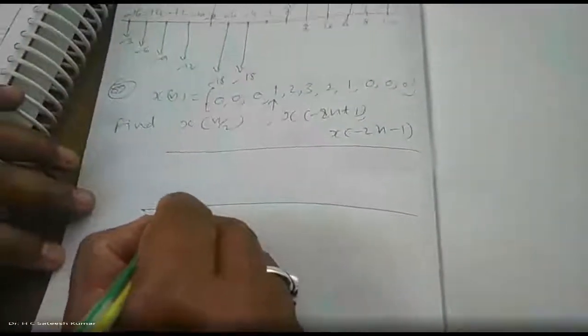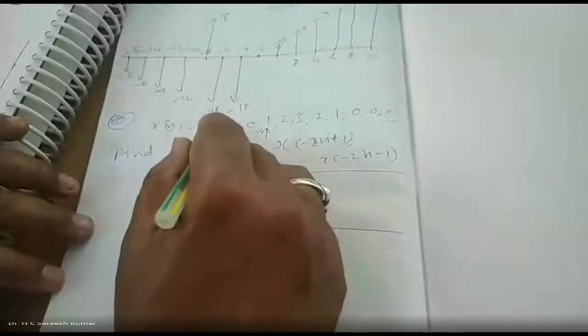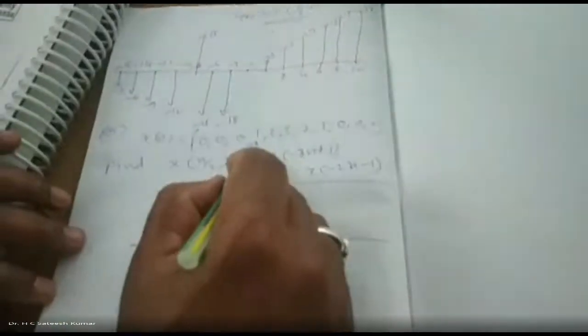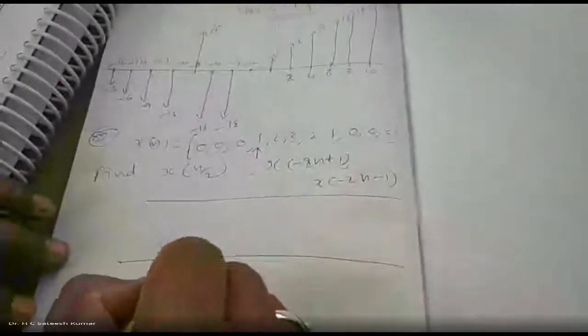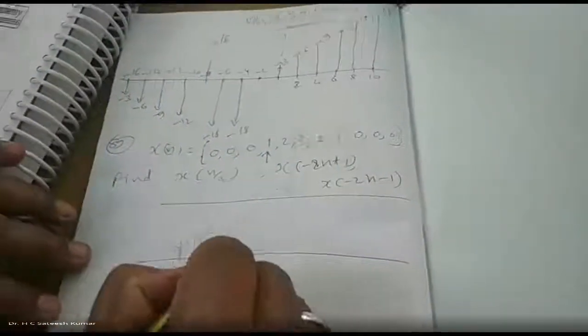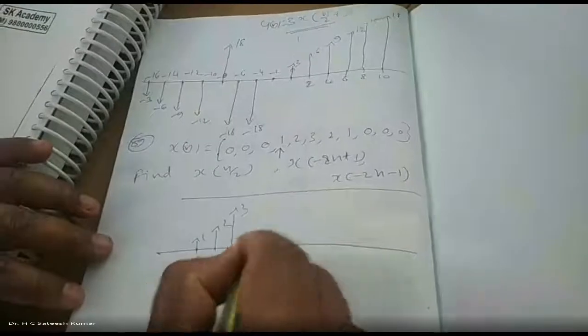At 0, its value is 1. The arrow mark indicates the value of the function at 0. At 0, its value is 1. Next one is at 1. At 1, its value is 2. At 2, its value is 3. At 3, its value is 2.